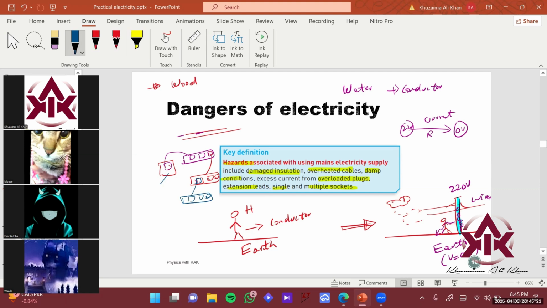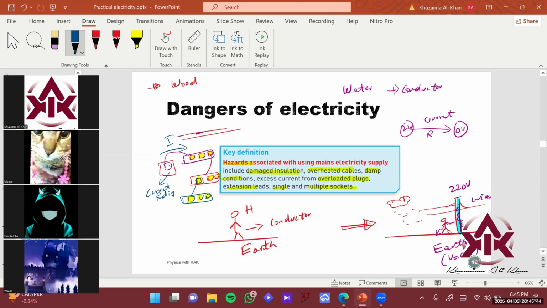So basically every socket has a current rating. This can allow only this amount of current to flow. So if you connected all your extension cables, let's say you connected your computer with this, connected your refrigerator with this board over here, connected your microwave oven and electric heater with this over here, it is going to draw a huge amount of current, right?